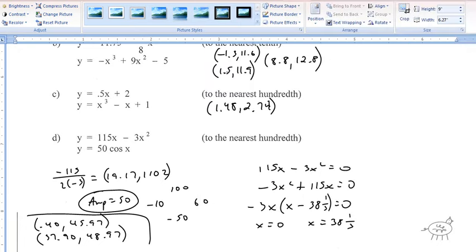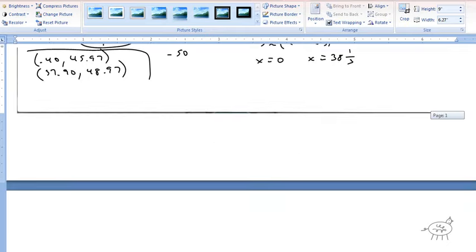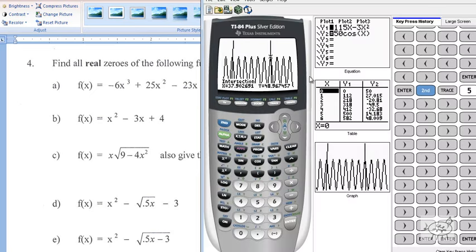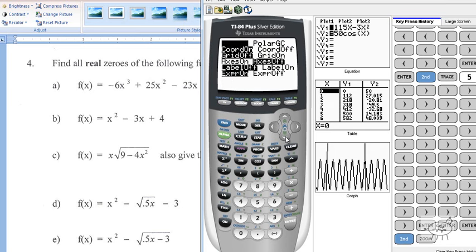All right, let's look at our next problem here. Okay, number 4 says find all real zeros. This is really the same as before, except we're plugging in the equation and we're finding the zeros with the calculator. All right, so let's go here. I'm going to actually, just because I want to put back my axes here.